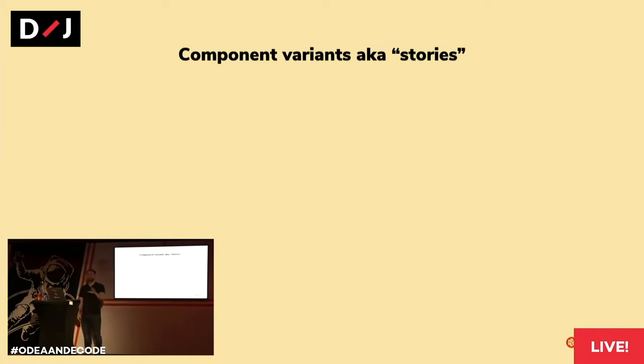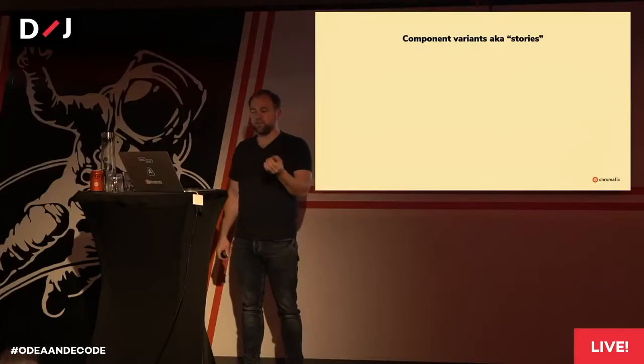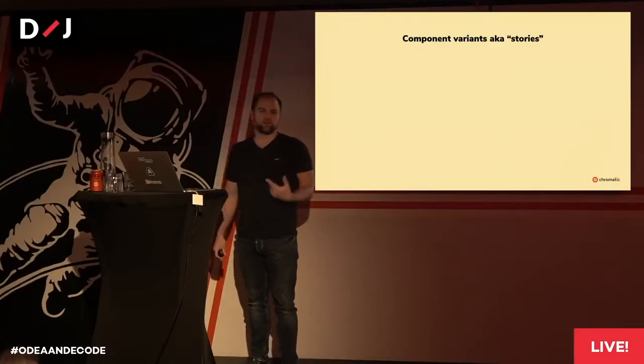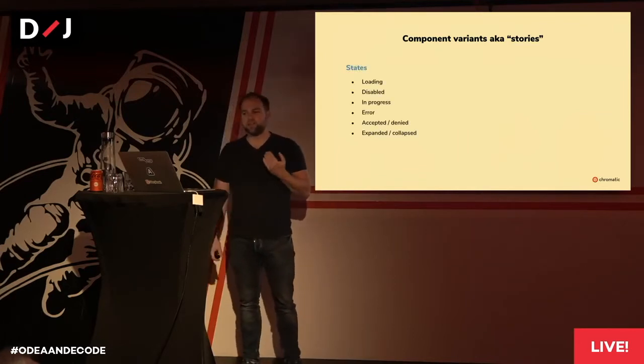But variants, right? So what does it even mean? So comparing component variants is what we call stories. Stories is the leading concept, the main concept in Storybook, hence the name Storybook. But what are stories? So they're variants of your component. What you can think about there is states.